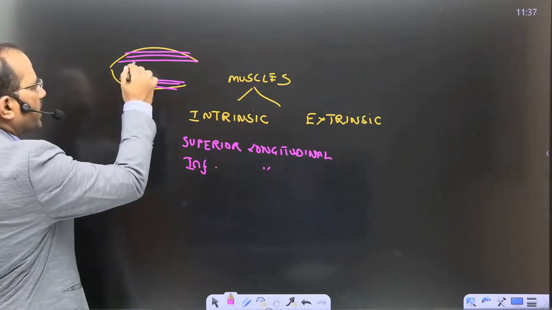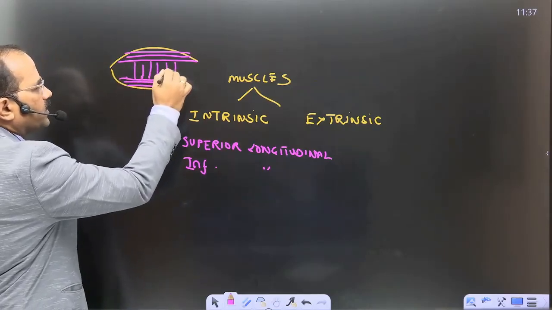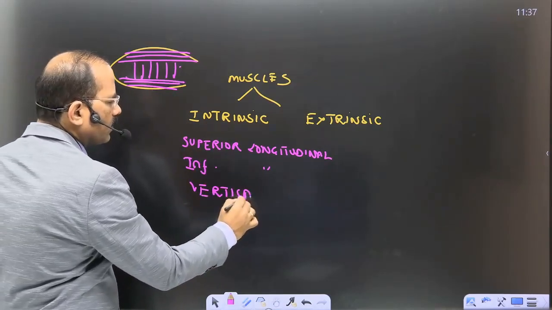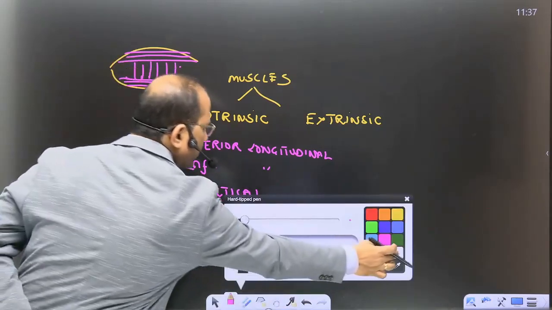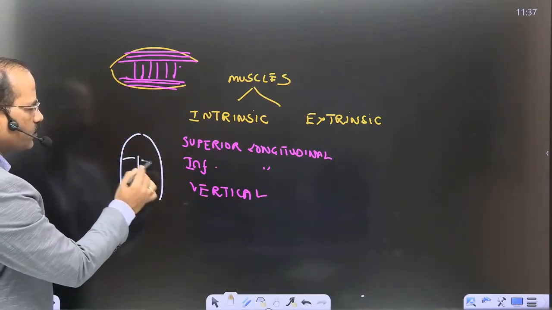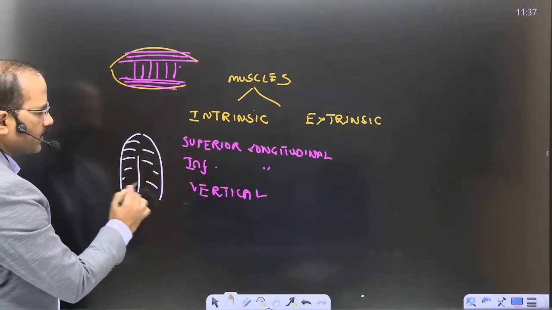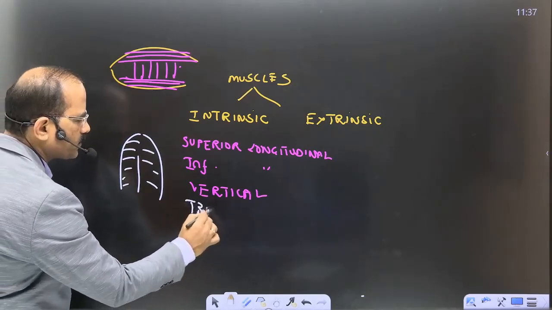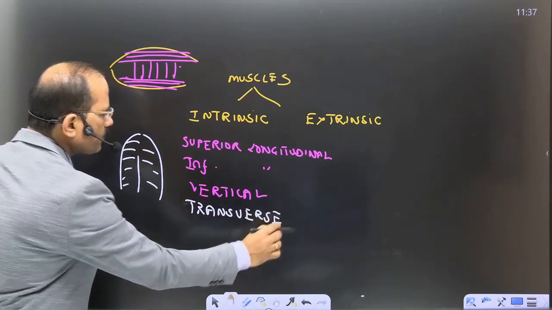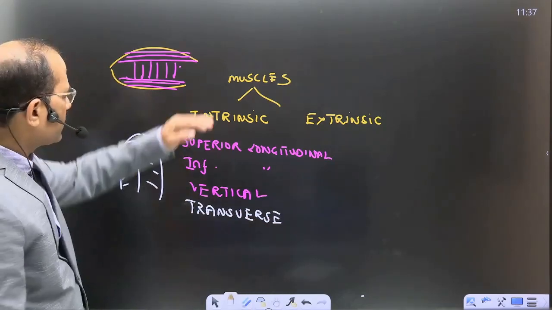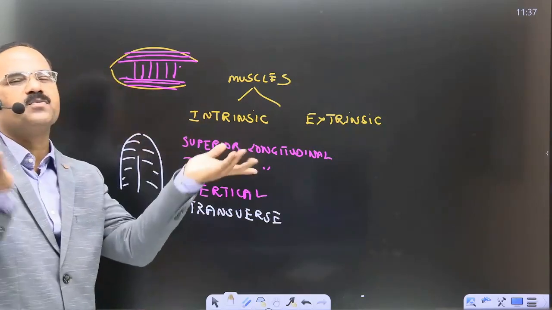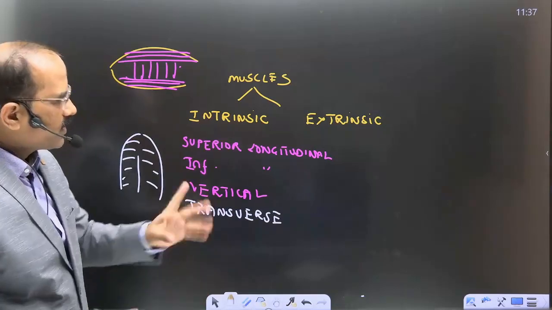One is a muscle like this, like this, like this. What do you call this muscle? As vertical. And the last muscle is like this. Look, that's the tongue, and there's a muscle which goes on either side like this. What do you call this? As transverse. Transverse muscle, right? So which are the intrinsic muscles of the tongue? The superior longitudinal, the inferior longitudinal, the vertical muscle, and the transverse muscle. So these are the intrinsic muscles.